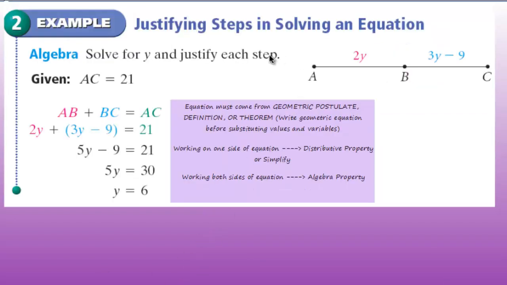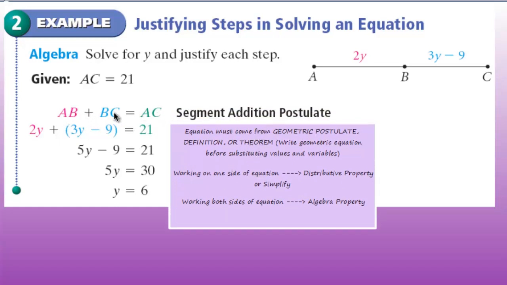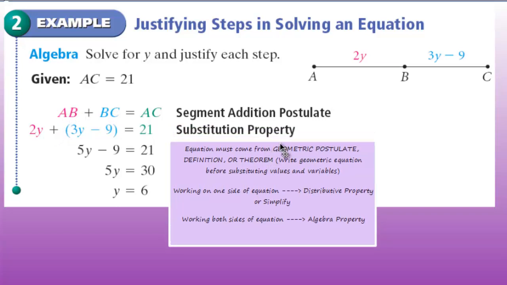Alright, let's look at one we've done before. So here's the diagram. So what do we know when we have this? Well, we know that AB plus BC is equal to AC. How do we know that? That's the segment addition postulate. So now that we know that, we substitute in the values that are on the diagram.